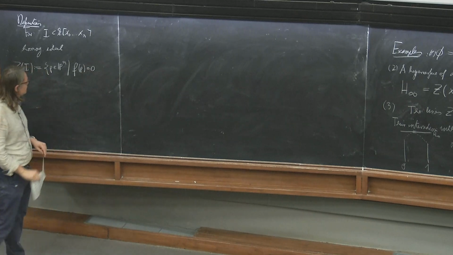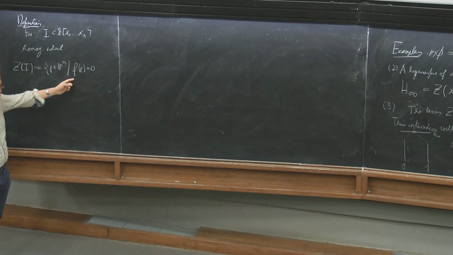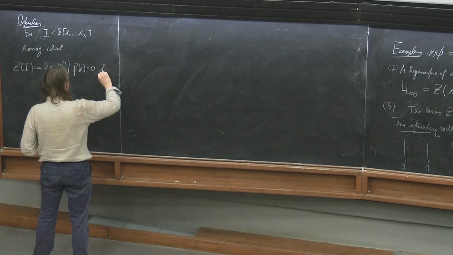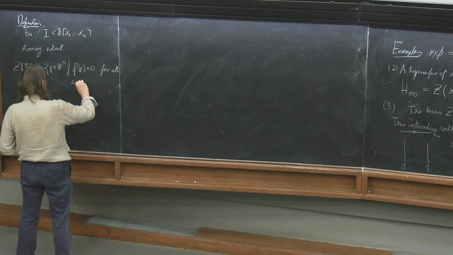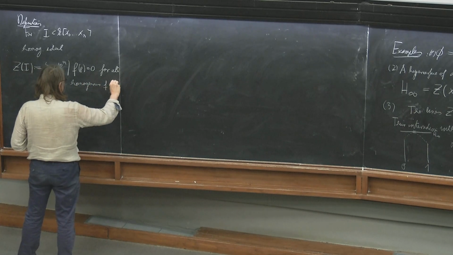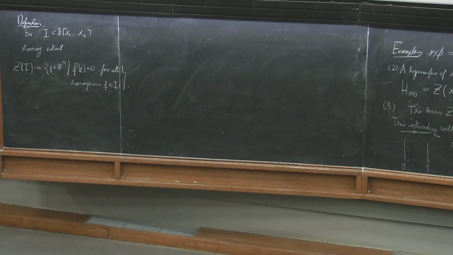Well, we haven't said what it means for a general element in a ring, but we know in the polynomial ring what it means for a homogeneous element. So for all homogeneous f in I, we require that all homogeneous polynomials vanish.